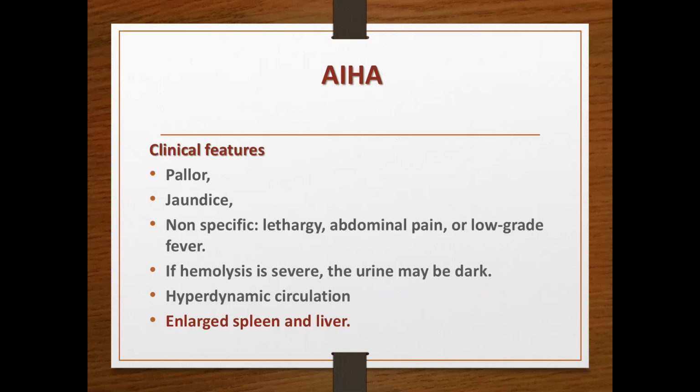Clinical features: the child presents with pallor, jaundice, and non-specific symptoms like lethargy, abdominal pain, or low-grade fever. If hemolysis is severe, the urine may be dark. There is hyperdynamic circulation due to drop in hemoglobin, also a large liver and spleen. This is due to destruction of RBCs coated with antibody in the reticuloendothelial system. This enlargement of liver and spleen can differentiate autoimmune hemolytic anemia from G6PD deficiency, in which the patient doesn't have any enlarged spleen or liver.